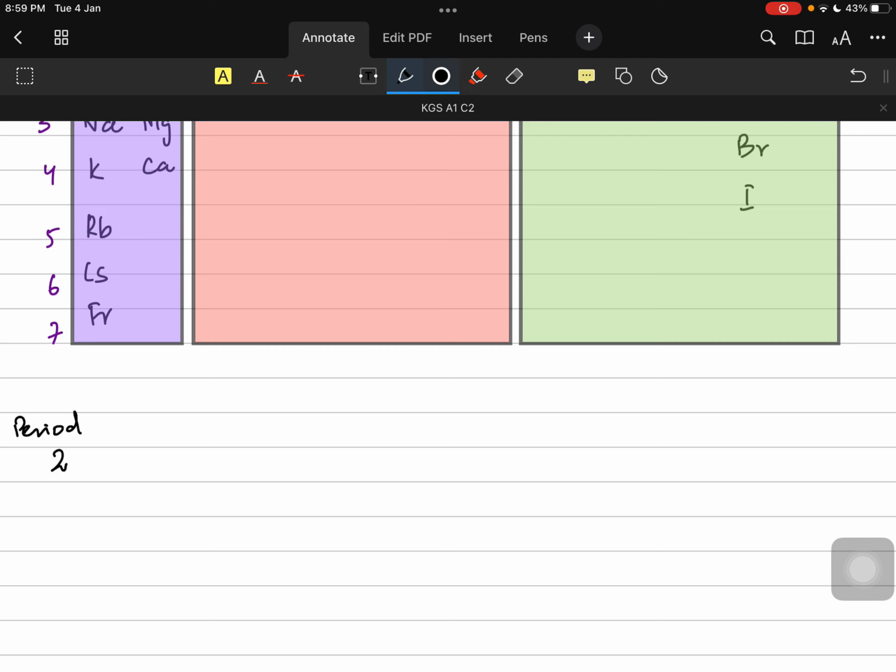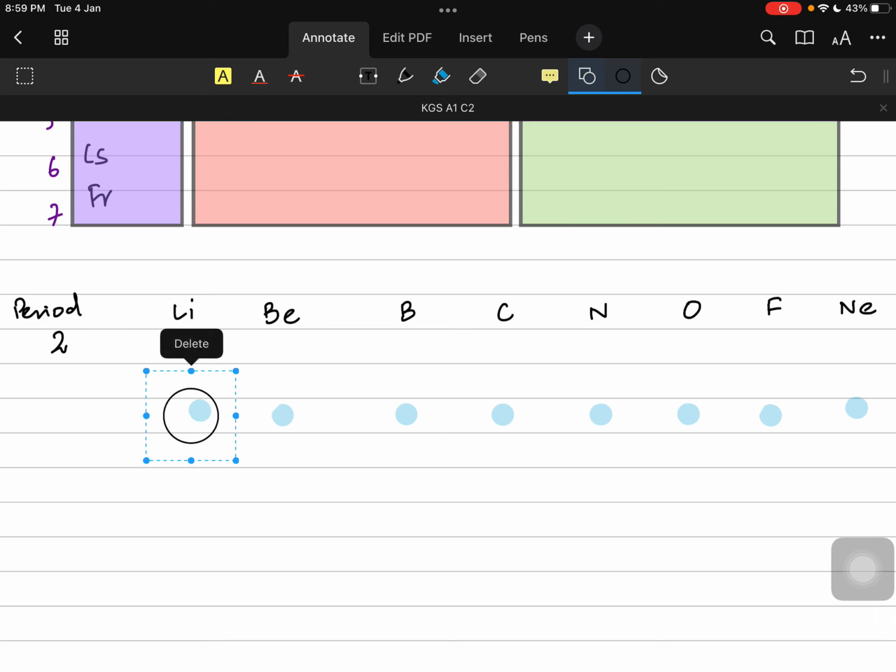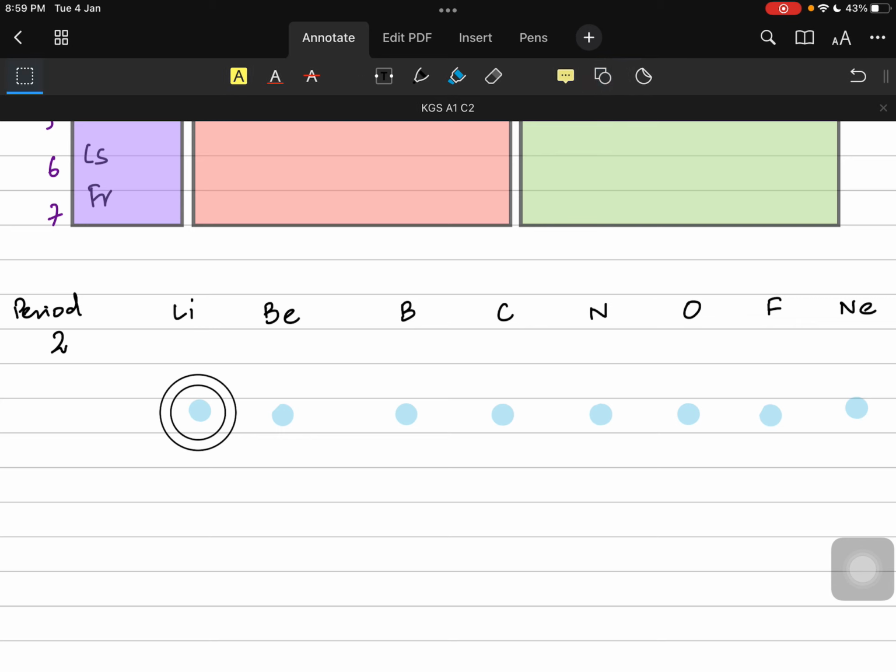So for example, if I talk about period 2, we have lithium, beryllium, then on the other side we have boron, carbon, nitrogen, oxygen, fluorine, and then neon. Each of these elements has a nucleus like this, and each one has 2 shells, because this is period number 2. So they have a first electronic shell, then a second shell.